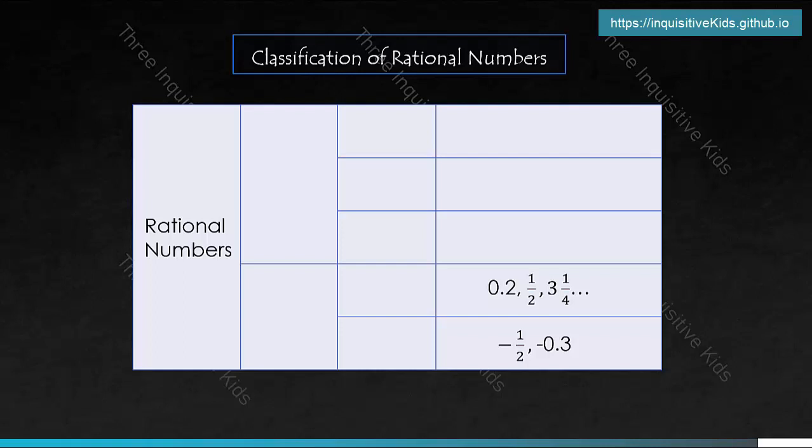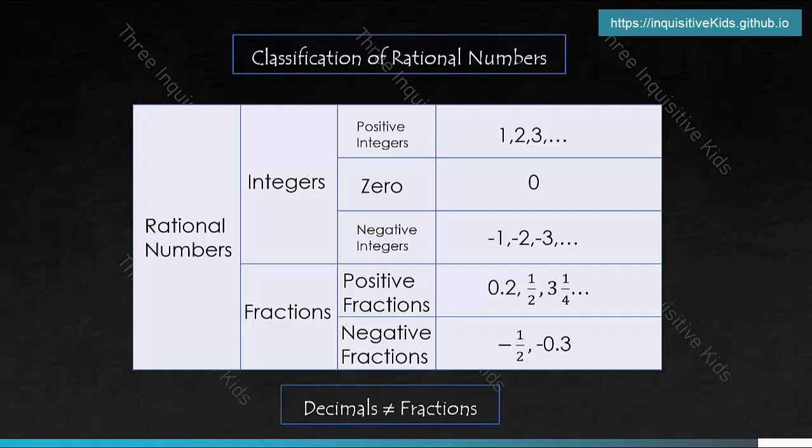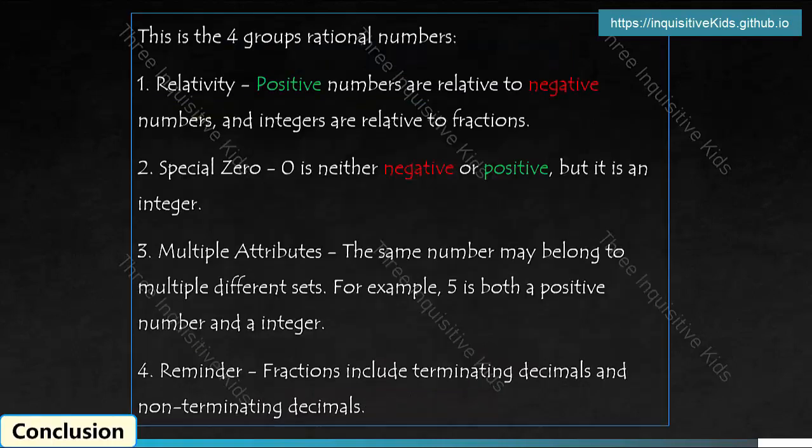Classification of rational numbers. Rational numbers can be split into integers and fractions. Integers can be split into positive integers, 0, and negative integers. Fractions can be split into positive fractions, like 0.2, 1/2, and 3 1/4, and negative fractions, like negative 1/2 and negative 0.3. Positive integers are like 1, 2, 3. 0 is 0. Negative integers are like negative 1, negative 2, negative 3. Decimals do not equal fractions. These are the 4 groups of rational numbers.